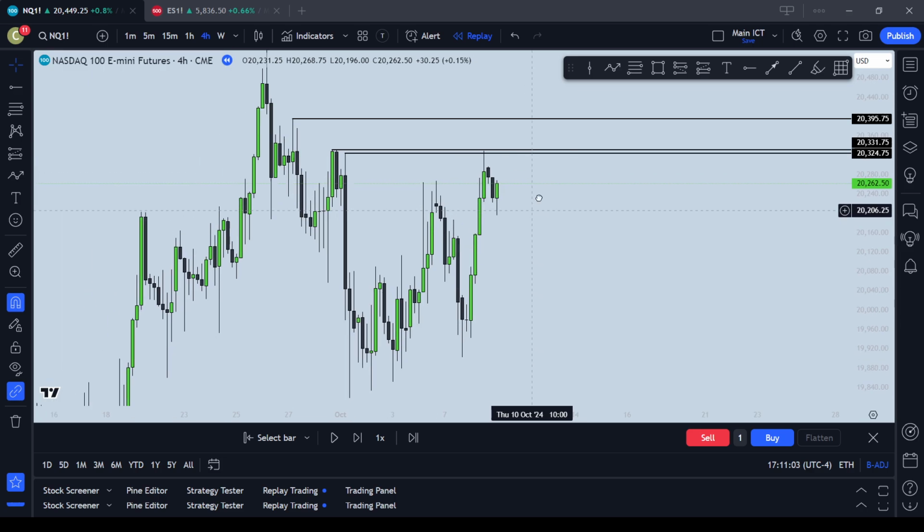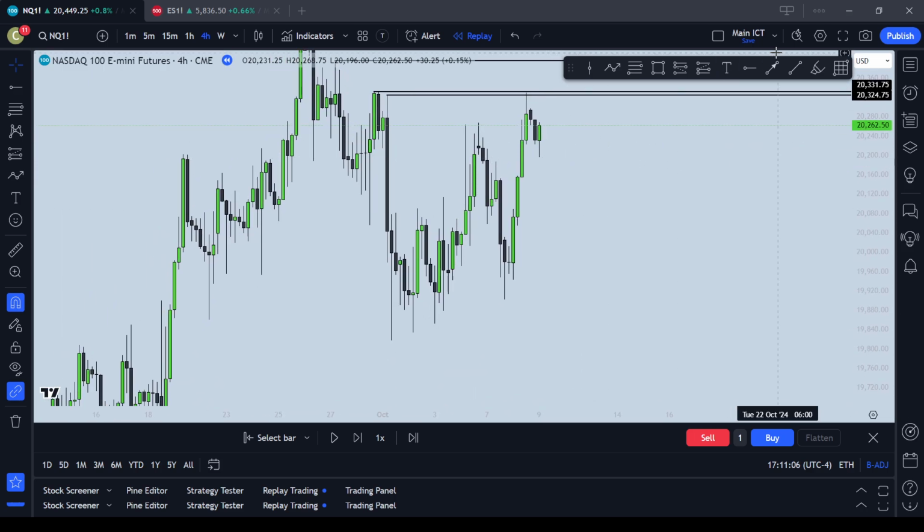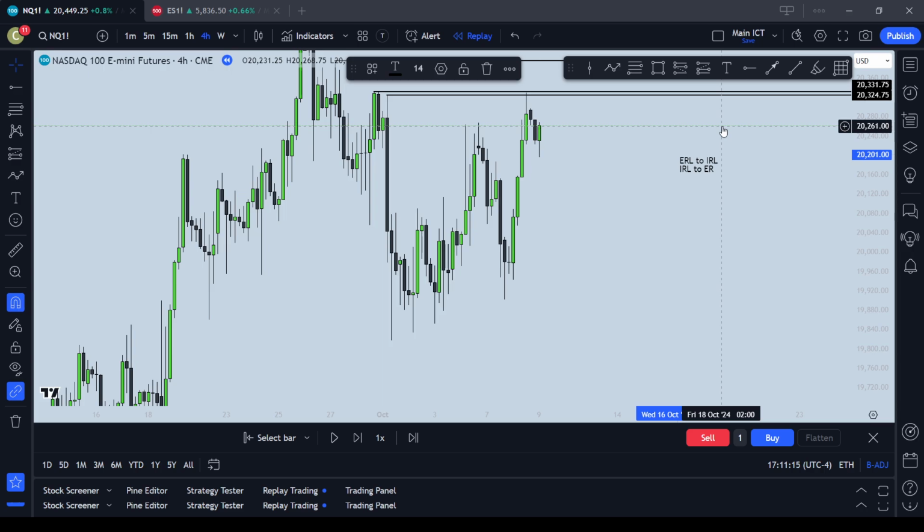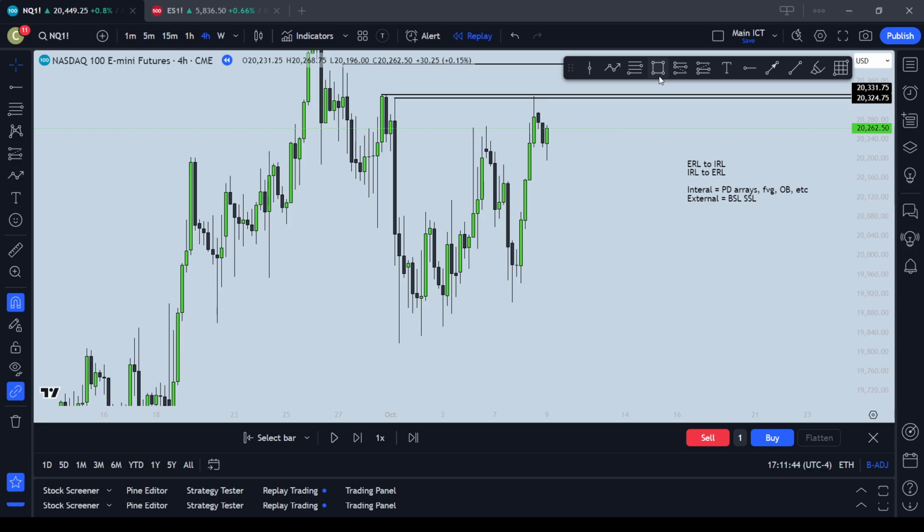You guys will know my 4-hour bias comes from using external range liquidity to internal range liquidity and internal range liquidity to external range liquidity. Really quickly to review, internal range liquidity is equated to your PD arrays, such as fair value gaps, order blocks, etc. External is basically buy side liquidity and sell side liquidity. Okay?